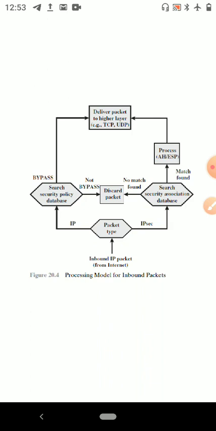If no match is found, the packet is discarded. Otherwise, IP security applies the appropriate ESP or AH processing. Then the IP header is processed and stripped off, and the packet body is delivered to the next higher layer such as TCP. Thank you.